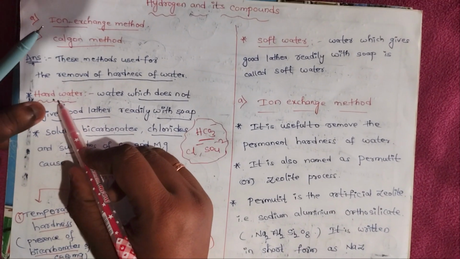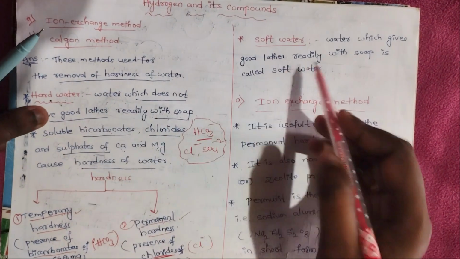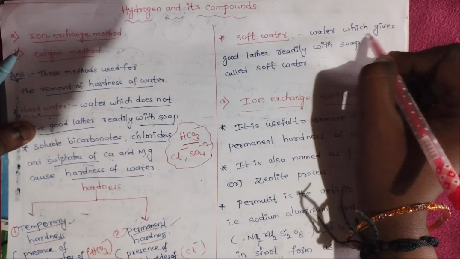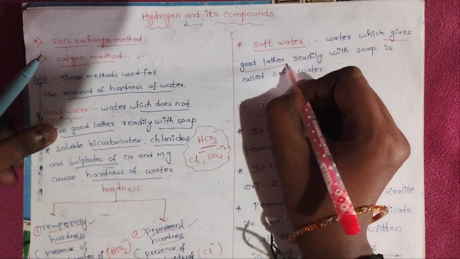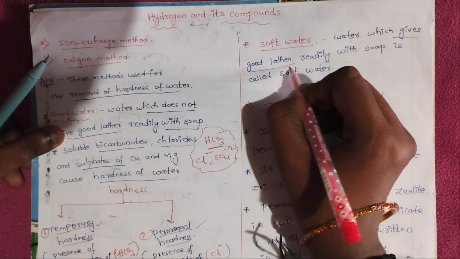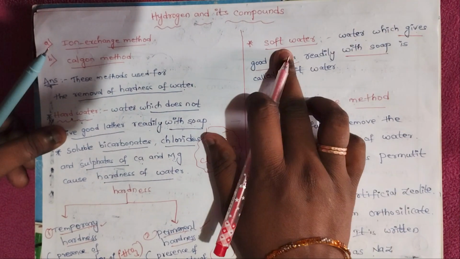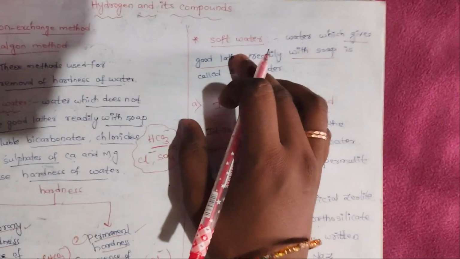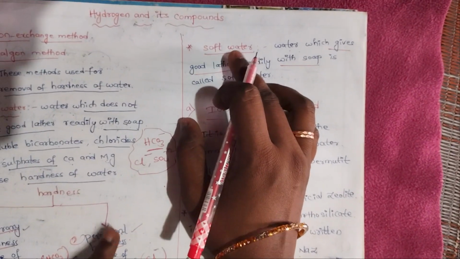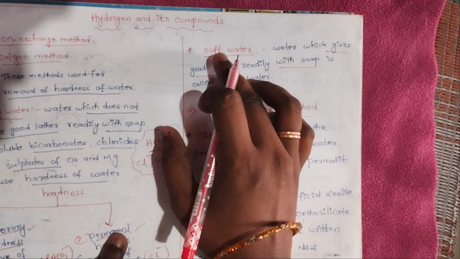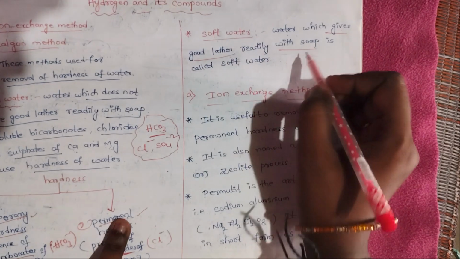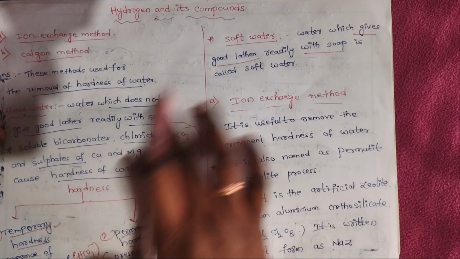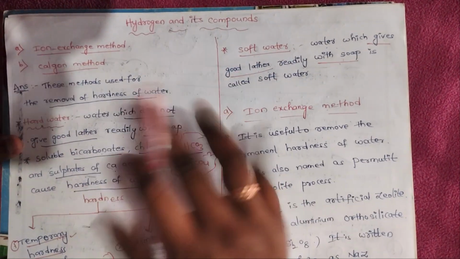Before that, the previous concept was hard water. Then what is the meaning of soft water? Soft water means water which gives good lather readily with soap. In this water there are no calcium and magnesium in different forms. That is why this water is called soft water. It lathers easily with soap. So this is the introduction to the different types of water.